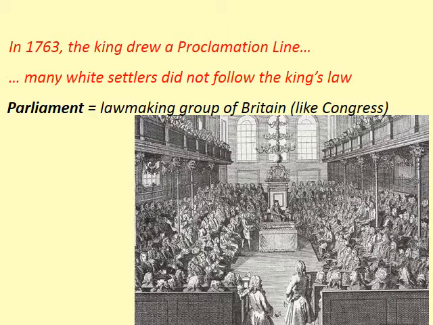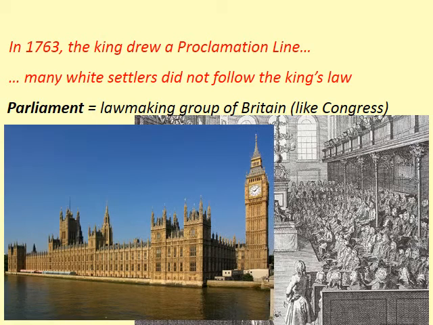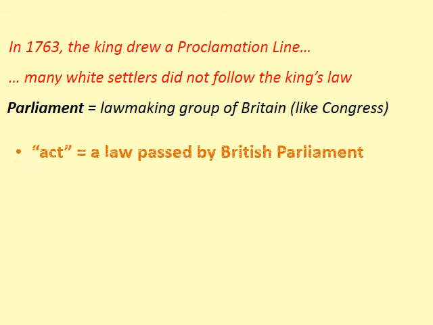This is what Parliament looked like, an engraving of the sort of setup. It's sort of like the Congress we have in the United States. A bunch of men. Here, they're all men getting together to vote. That's what it looks like on the outside. So when you're thinking of Parliament, it's a group like this. And when you see Act, that's another word for law that gets passed by the British Parliament. Okay, so there's our little bits of vocab.